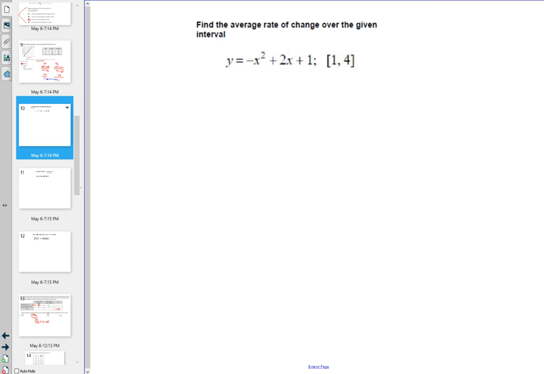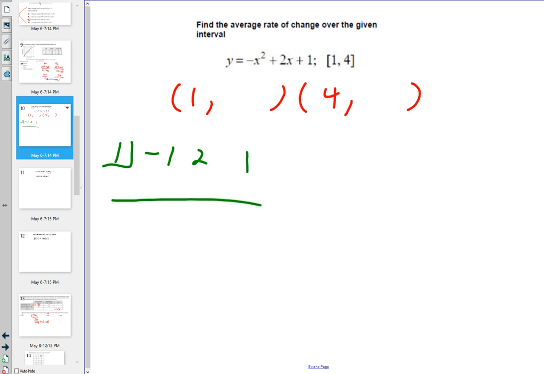Find the average rate of change over the given interval. I'm doing this even now with my trailer courses. What's another word for average rate of change? Slope. What they're giving us are the x's. This is not a point. Those are the x's of two different points. I need to find the y's. You can plug them in the conventional way, or you can do the shortcut that I showed you, which made you cooler amongst your friends.